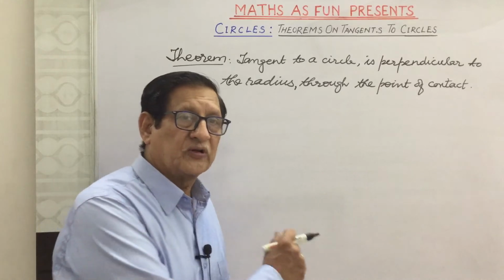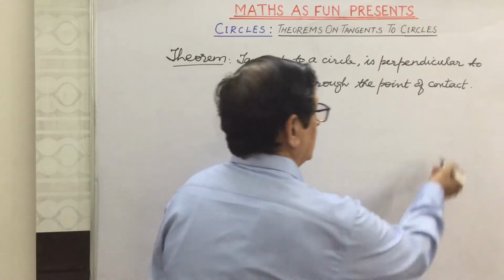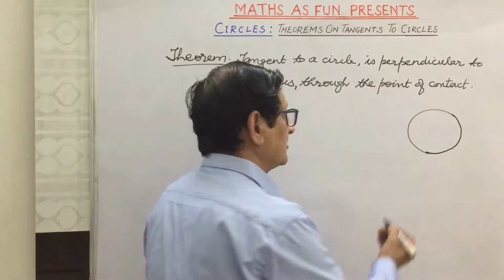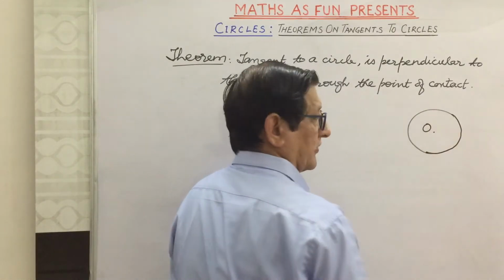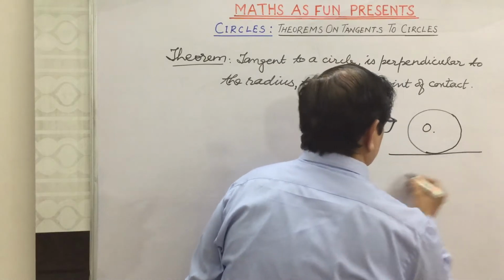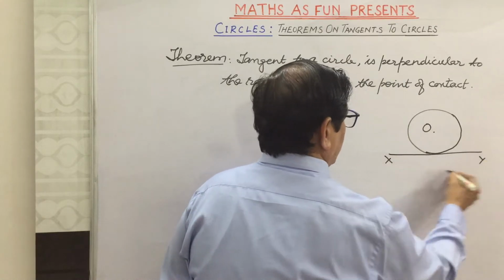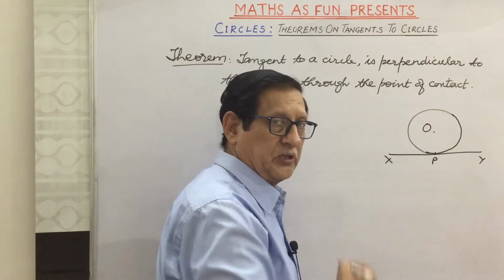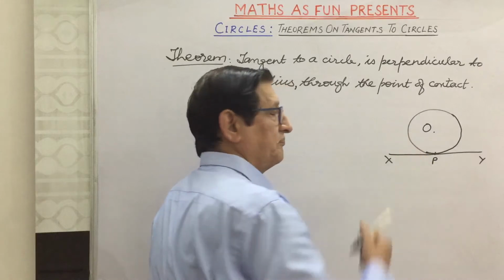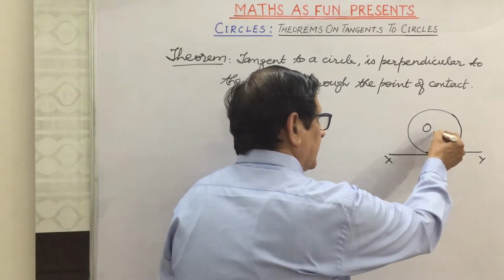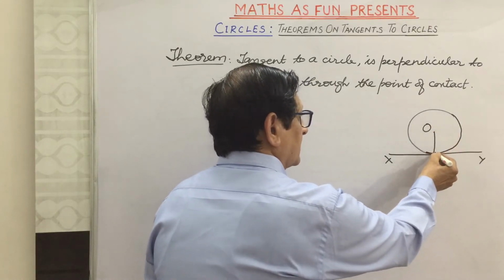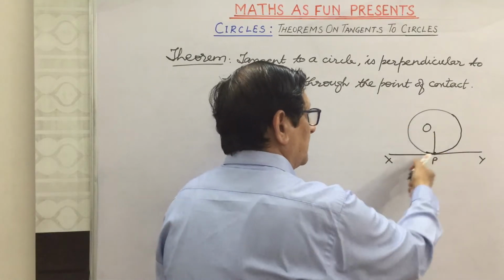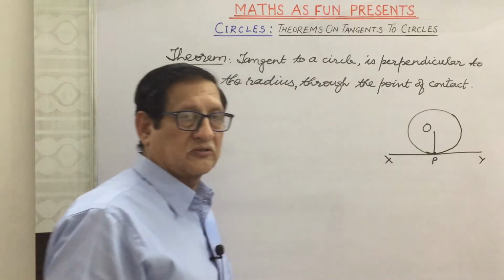So here we first draw the diagram. Suppose this is a circle with center O and there is a tangent drawn to it, XY, which is intersecting this at point P. So P is the point of contact and there is a radius through P, that is OP. We have to prove that OP is perpendicular to XY.